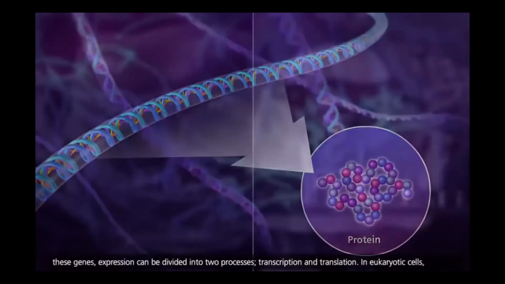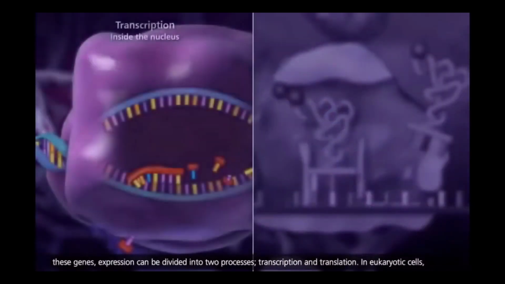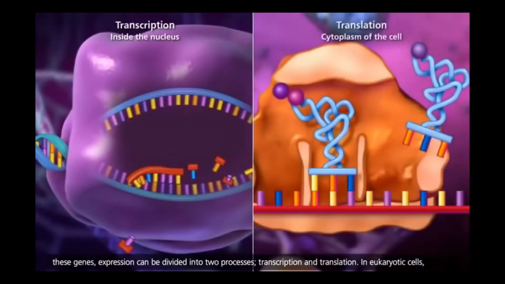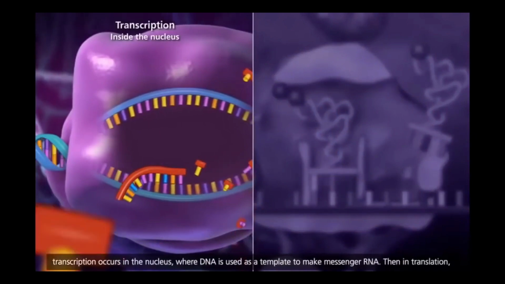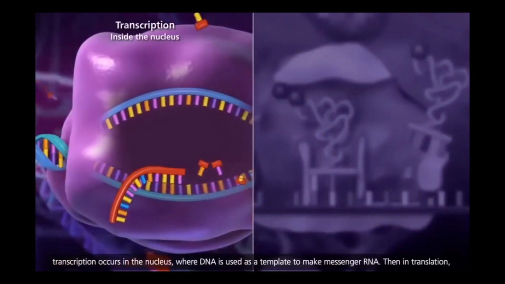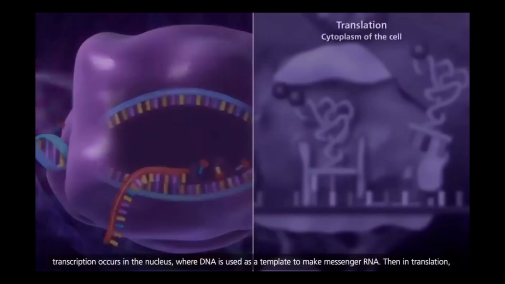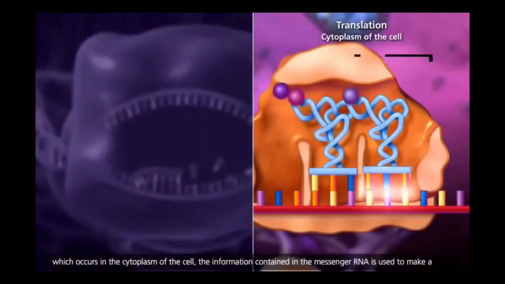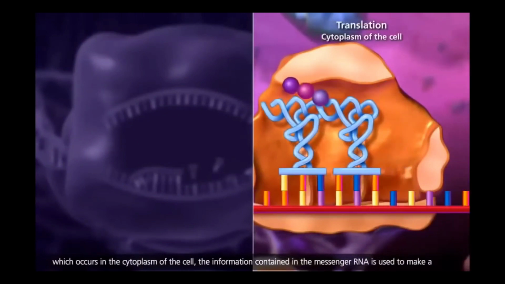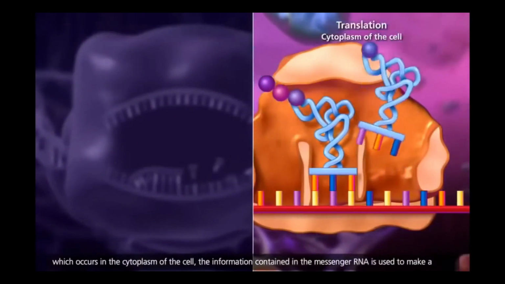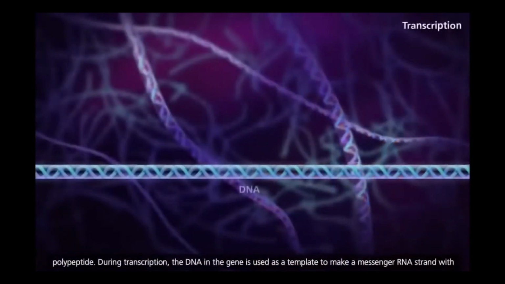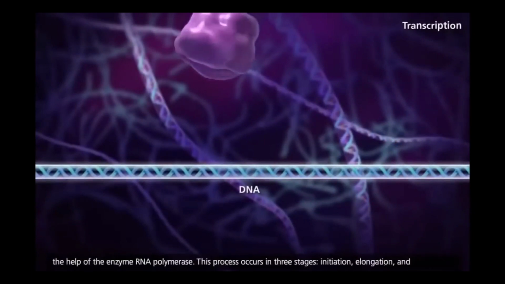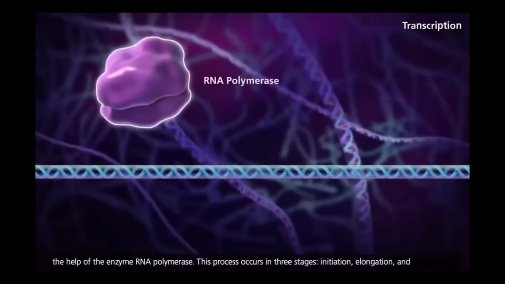For these genes, expression can be divided into two processes, transcription and translation. In eukaryotic cells, transcription occurs in the nucleus where DNA is used as a template to make messenger RNA. Then, in translation, which occurs in the cytoplasm of the cell, the information contained in the messenger RNA is used to make a polypeptide. During transcription, the DNA in the gene is used as a template to make a messenger RNA strand with the help of the enzyme RNA polymerase.